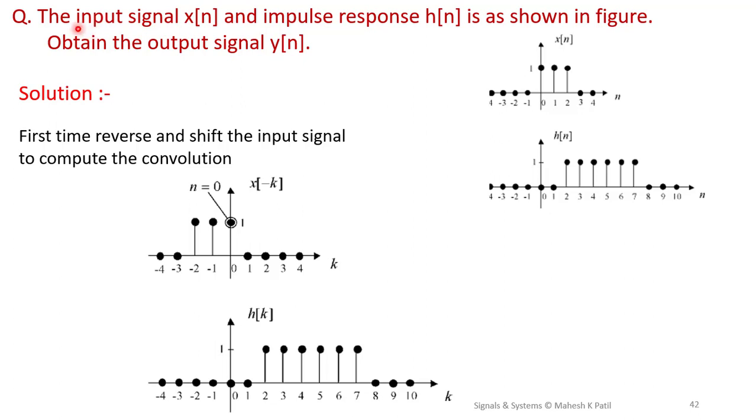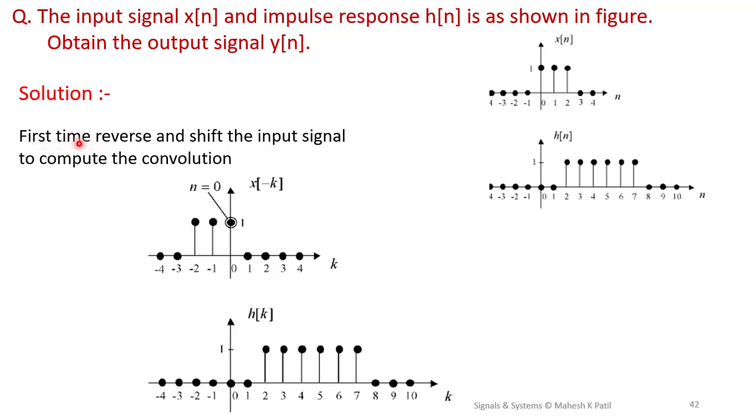So here it is asked to find the output y of n for the input x of n and impulse response h of n. So x of n is as shown in this figure, and impulse response h of n is as shown in this figure. So these are the given x of n and h of n, and it is asked to find the output signal y of n.